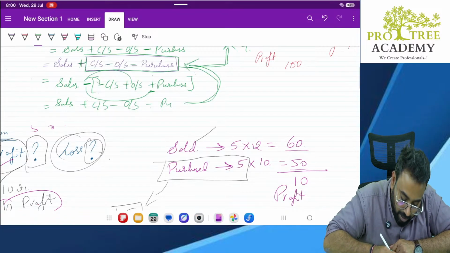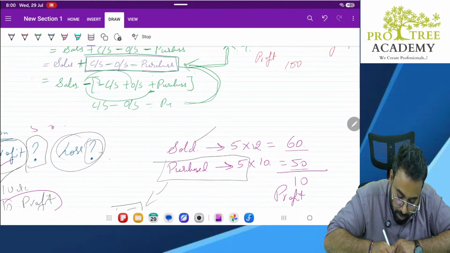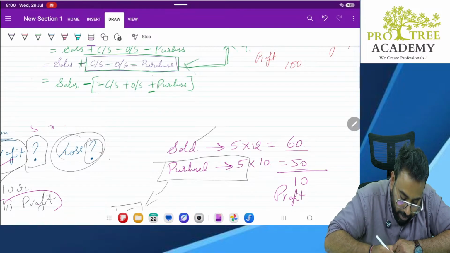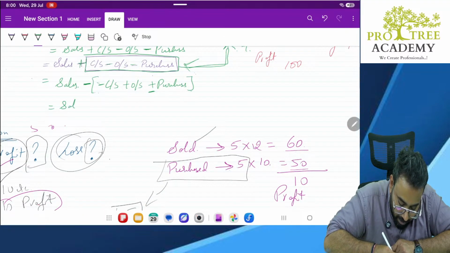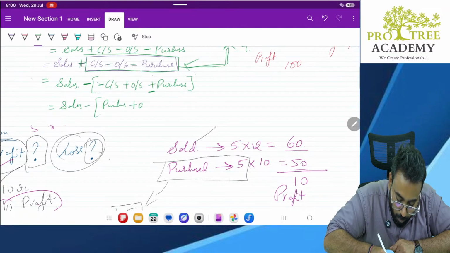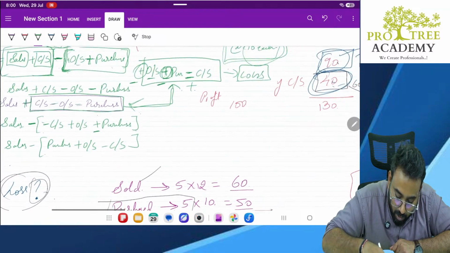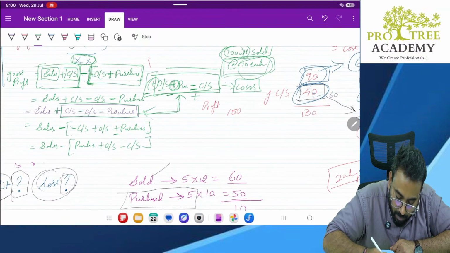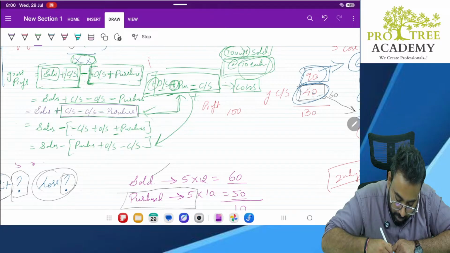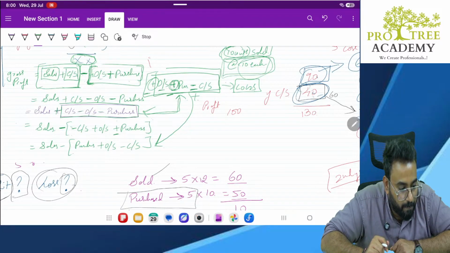So in other words, this entire equation, just for your understanding, I broke this down. If you don't understand this concept, let me know. I'll repeat again. I hope it is clear. It is just mathematics. So if I rewrite this equation, purchases plus opening stock minus closing stock. Is this exactly looking like this? This part is exactly looking like this.